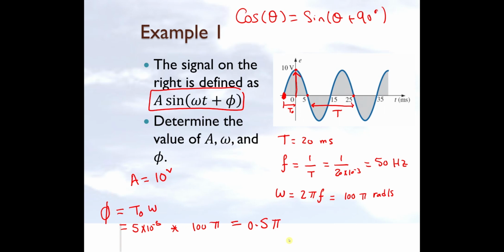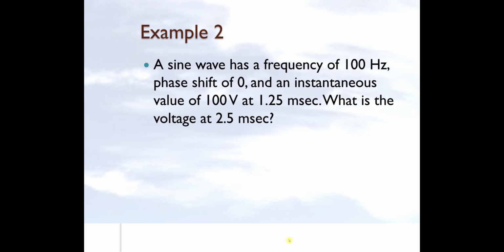Okay, now let's move to the second example. In the second example, we have a sine wave with a frequency of 100 hertz, phase shift of 0. We don't have the magnitude, and instead we have information coming from the instantaneous value. So we know that the instantaneous value is 100 volts when the time is 1.25 milliseconds. The question asks, please give me the instantaneous value at 2.5 milliseconds.